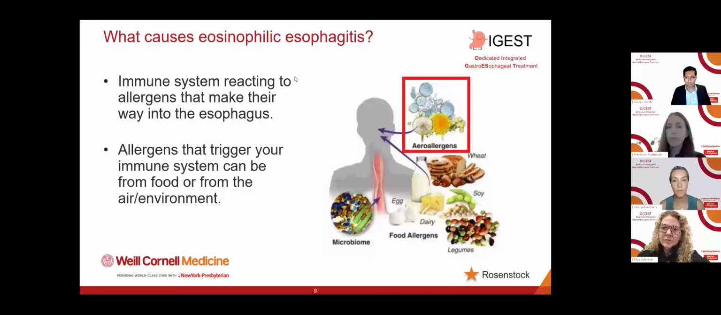Yeah, I think that a lot of people, and frankly, the most common things that are going past your esophagus are food, but anything that you are exposed to, wherever you are, in your apartment, in the city, can make its way instead of to your lungs, down into your esophagus and generate that inflammation.